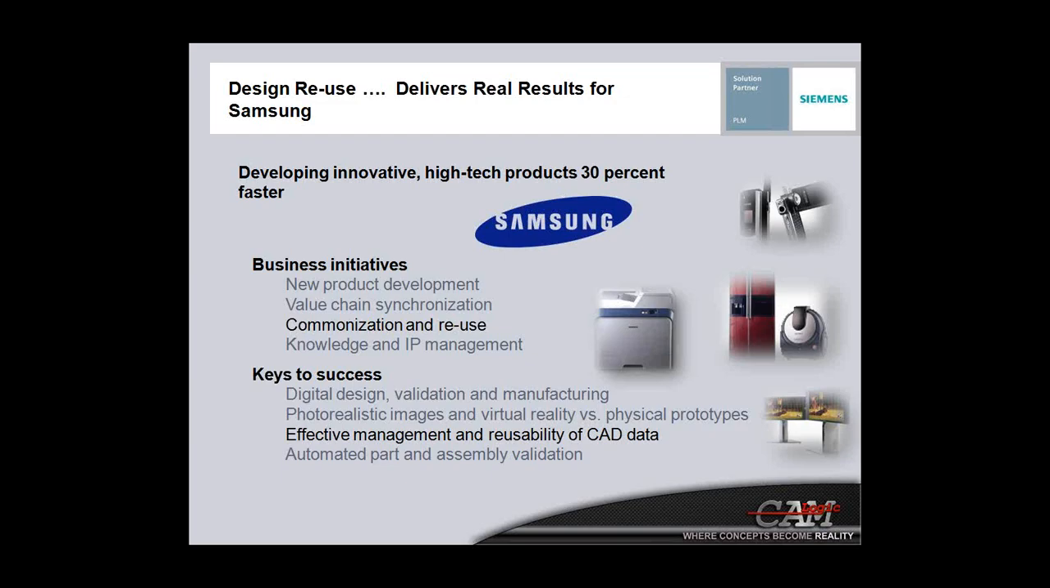The ability to find and reuse previously validated CAD data has helped shrink the development cycle by 30%. In addition, Samsung's process for evaluating designs is now much more effective. Samsung's approach to design reuse has reduced the need for physical prototypes by 30%, and their automated BOM generation has reduced errors by 95%. In fact, by focusing on these key initiatives, Samsung has been able to develop and innovate high-tech products 30% faster.